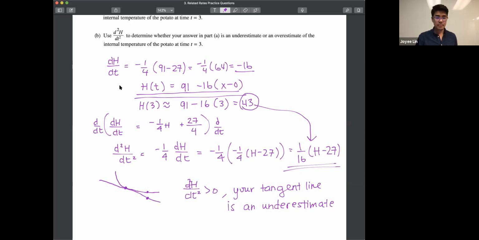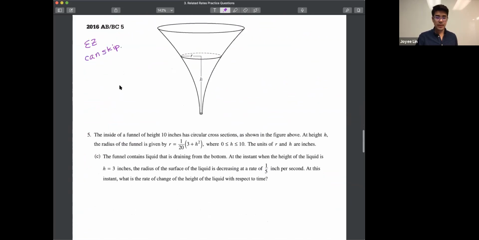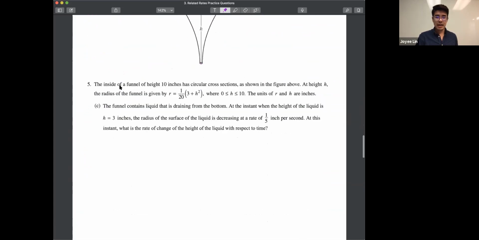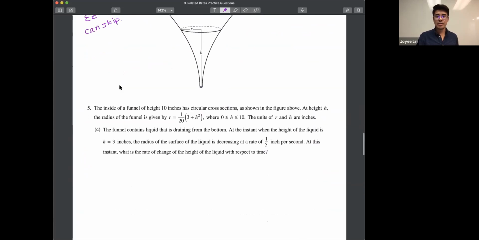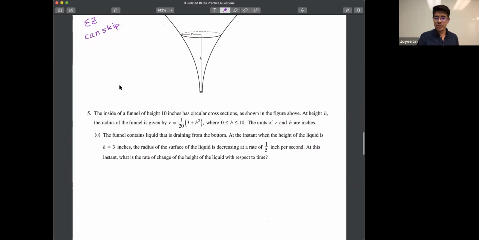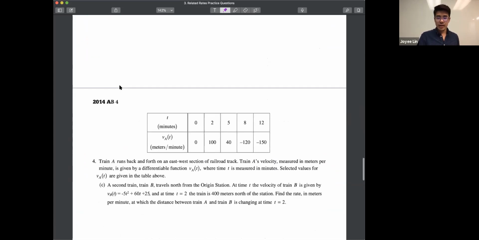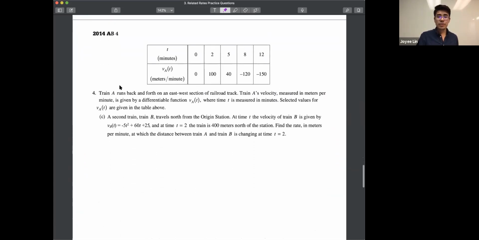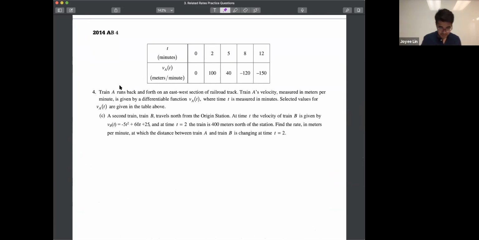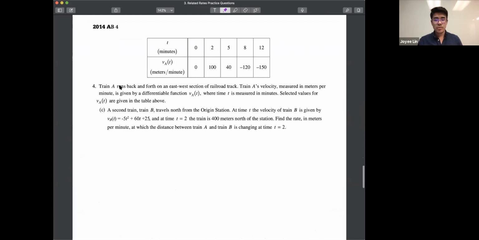This one's easy. I'll post it on the notes, and if you want to try it, you can try to do it. But I think all the other ones are a little bit more conceptual than this one. I do want to go over this one though. So what's going on here?